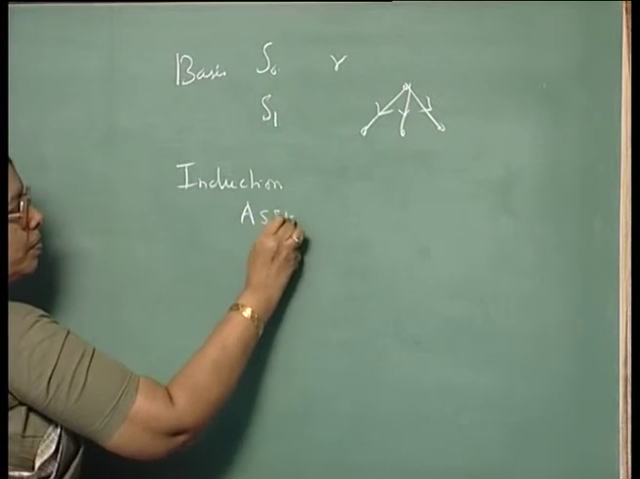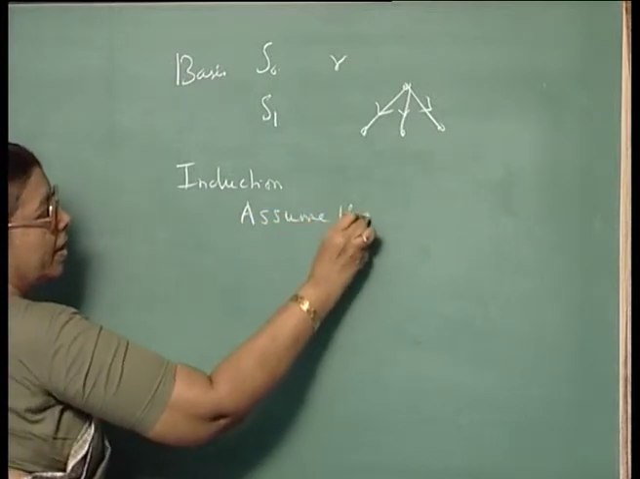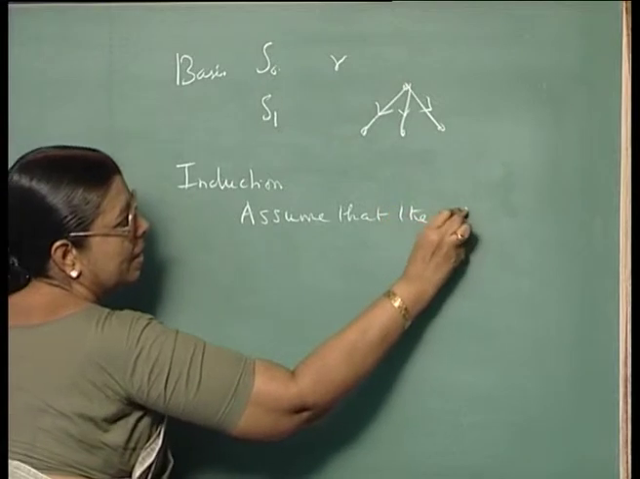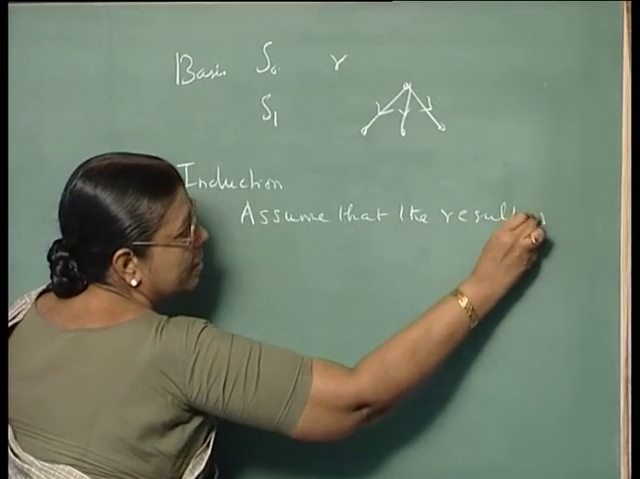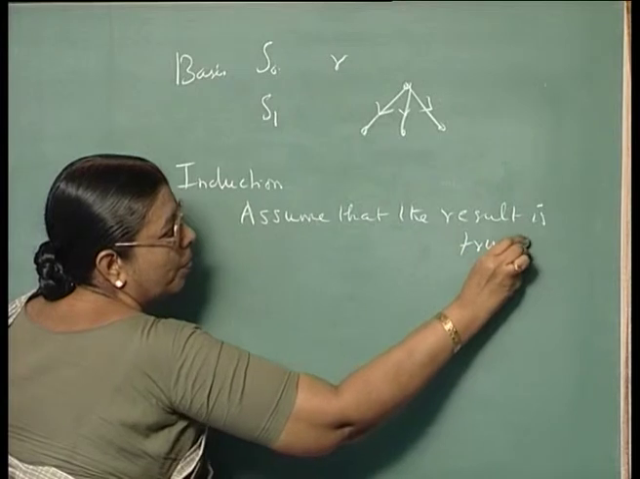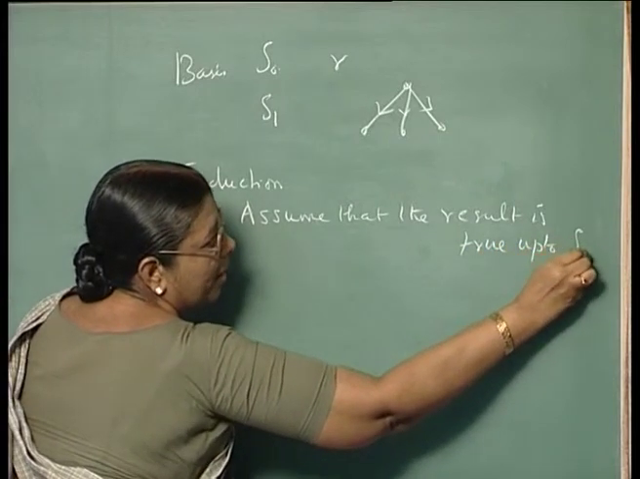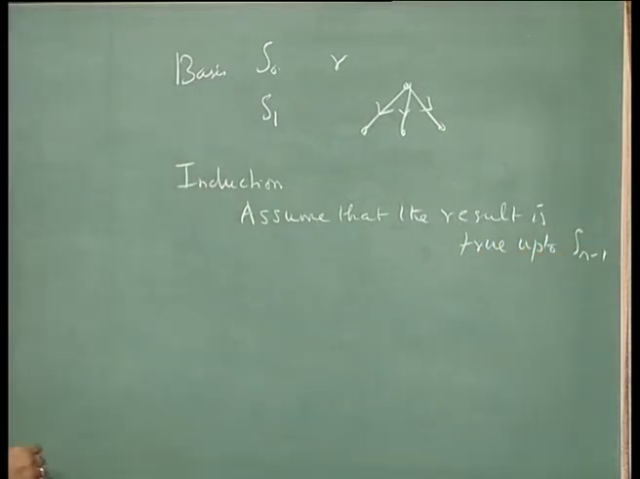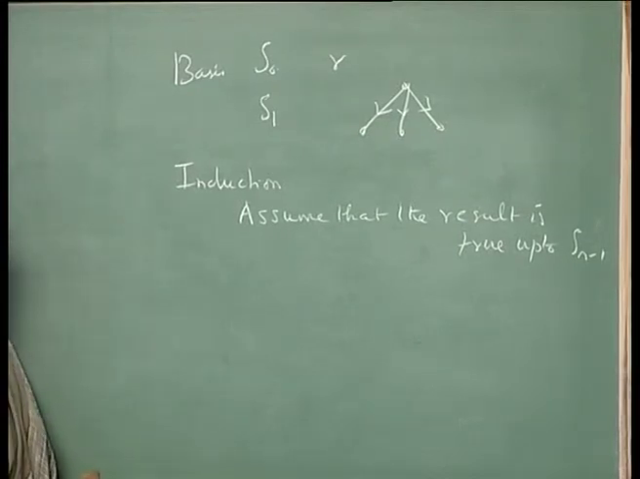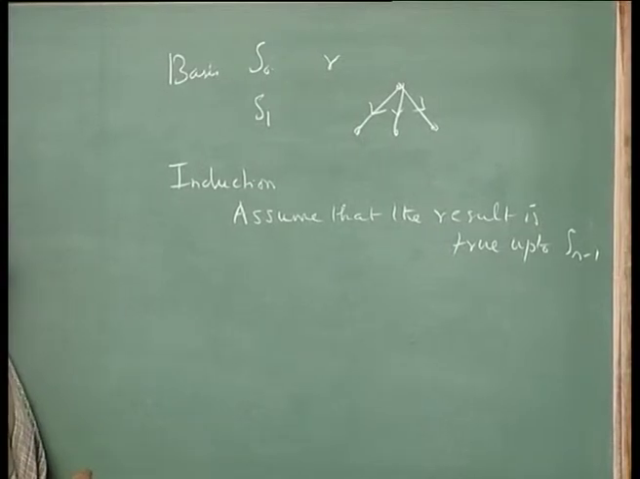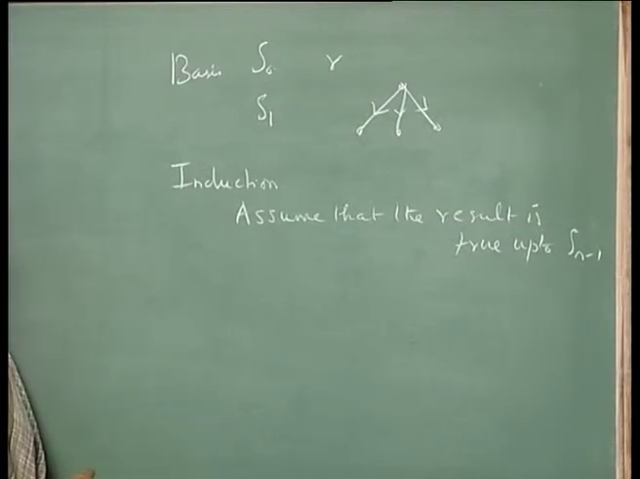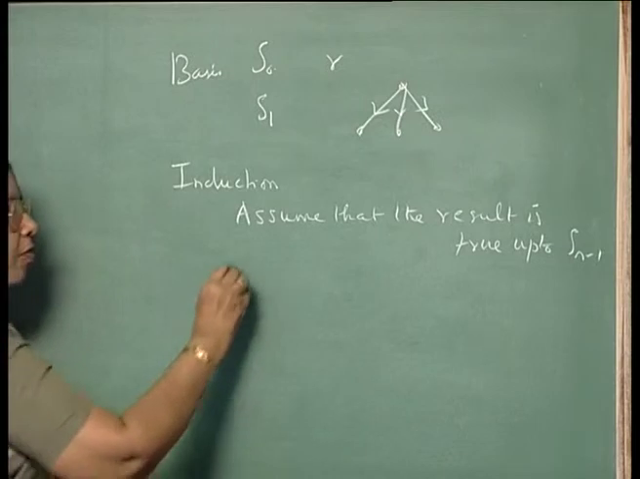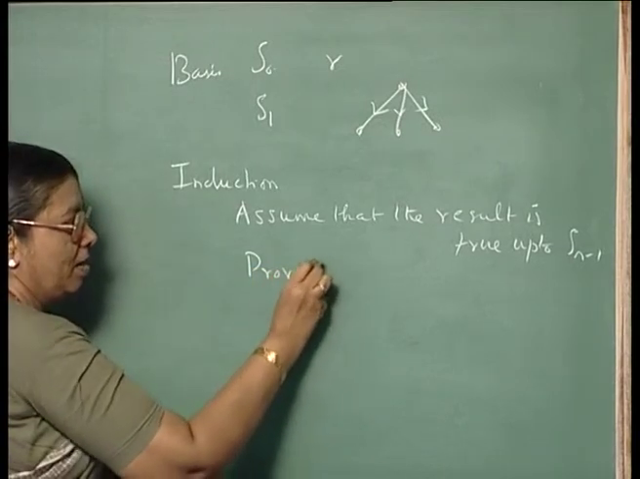assume that the result is true up to n minus 1, that is up to Sn minus 1, that is if the node is such that the length of the path from the root to that node is less than or equal to n minus 1, then there is a unique directed path from the root to that node. Then prove for n, you have to prove for n.